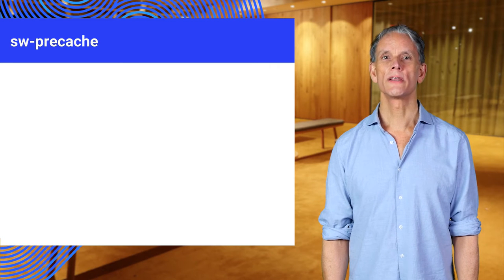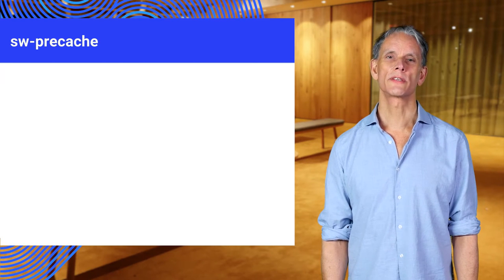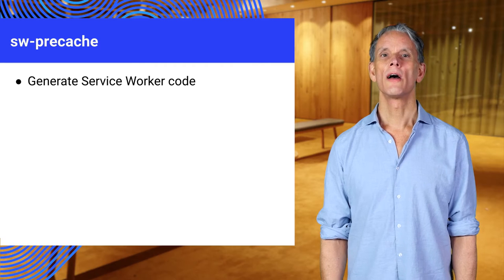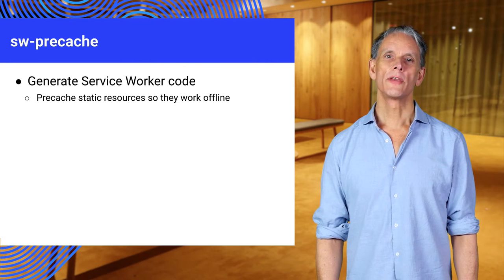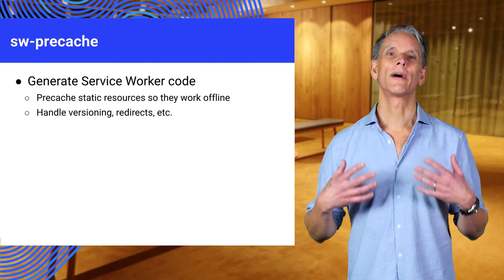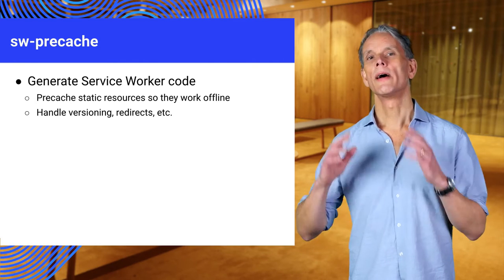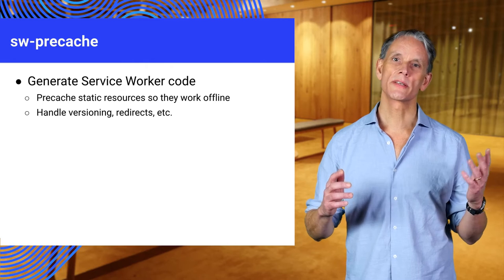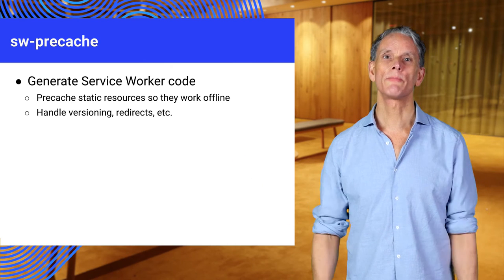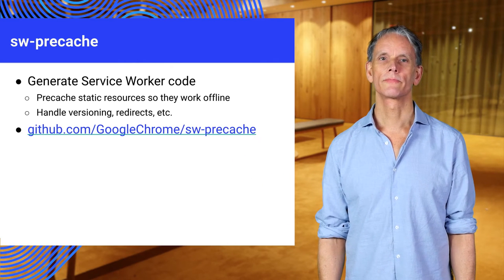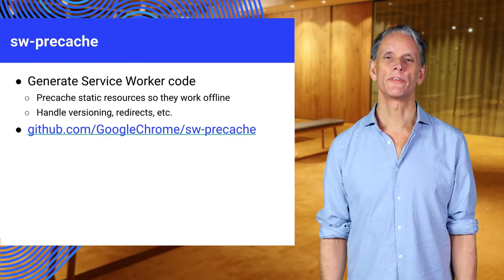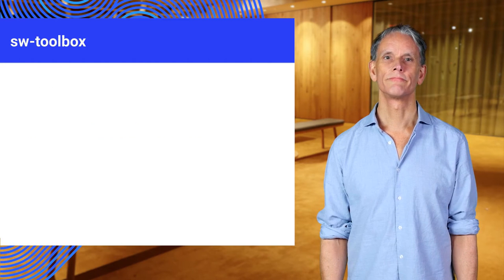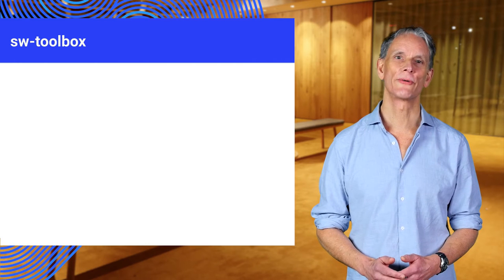SW Precache is a tool you add to your build process to generate a service worker file that will ensure that certain static resources are cached. These resources are likely to be the core App Shell architecture components: index.html, main.css, main.js, your company logo, and so on. It also gives you ways to implement different caching strategies for different resources. SW Toolbox mops up the rest.